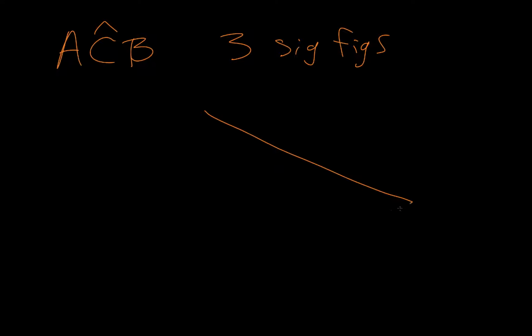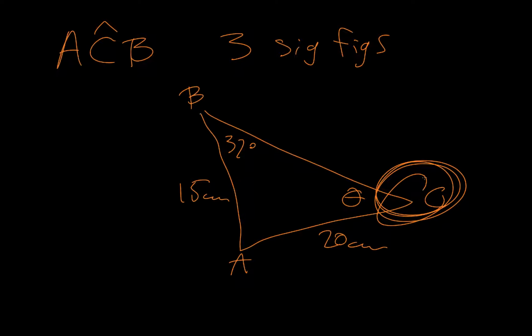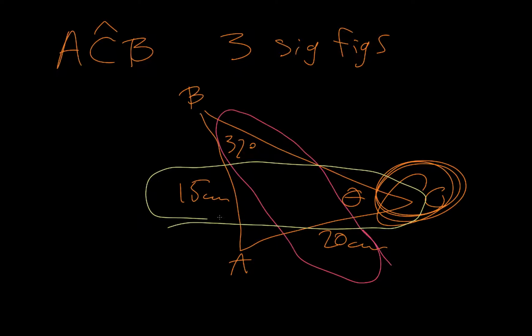Alright, so they have a triangle that looks like this. ACB, 15 centimeters right there. 37 degrees. 20 centimeters right there, and we're asked to find angle C. So that's our theta right there. Once again, we want to group things that are opposite, so I'm going to group those together, and I'm going to group these together.